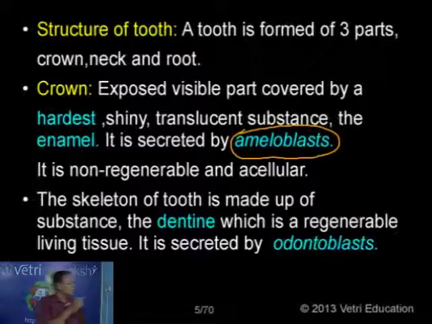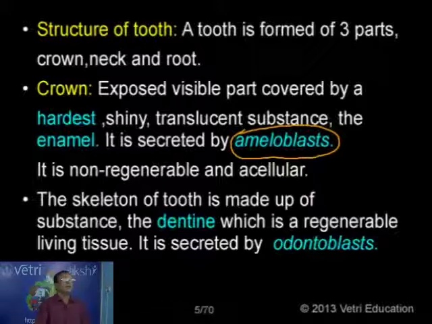The enamel is normally made up of acellular material. It cannot be regenerated once it is lost. That's why I mentioned here it is non-regenerable and acellular, not made up of cells. It is simply a coating. Once it is lost, it cannot be regenerated. That's why we have problems.